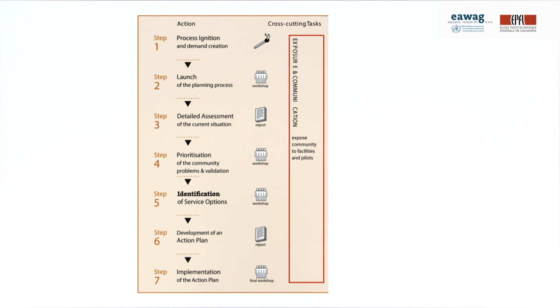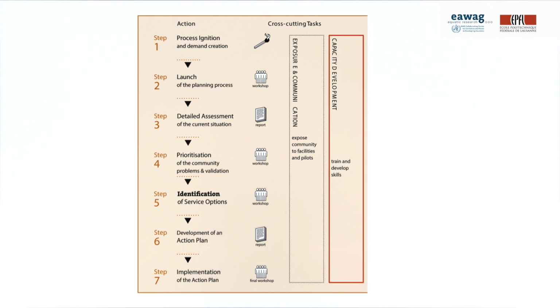There are also 3 cross-cutting tasks. The first one, an important one, exposure and communication. This is the constant exposure of the community and its representatives to examples of good practice, to other facilities and pilots that have been built.